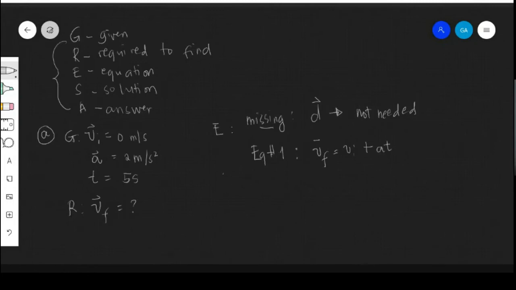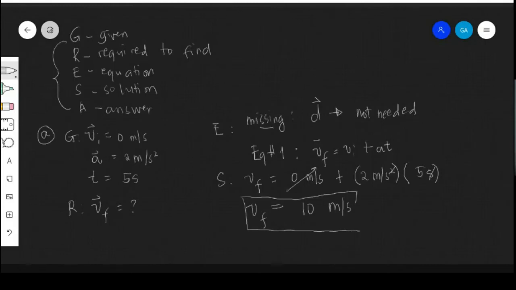Okay? Then, for the solution, we substitute now. So, this will be VF is equal to VI is 0 meters per second. Okay? Plus, your acceleration is 2 meters per square second times the time, which is 5 seconds. So, cancel na natin si 0. So, that will be 2 times 5, 10. Then, cancel the square and the other S. That will be 10 meters per second. This is your final velocity.